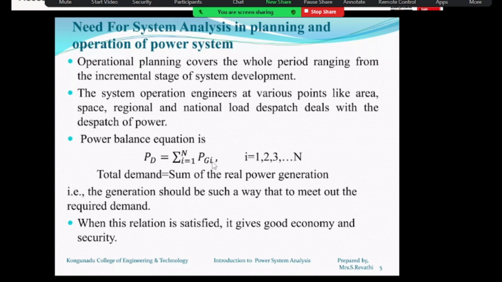If we keep the value of i as 1, we will be getting the generation P_G1. If we keep the value of i as 2, we will be getting the P_G2, and so on up to the capital N. That's the all generation should be in such a way to meet the required demand. All the DISCOs or all the energy ministries work on this formula. Like they do the generations according to their demands. They always keep their generations higher than their demands.